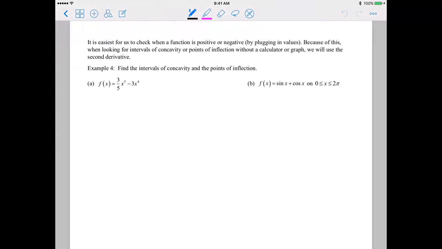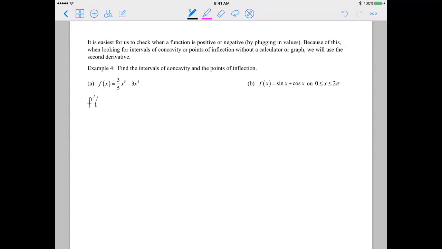In order to check intervals of concavity and points of inflection, it is always easiest just to look at the second derivative if you don't have a calculator or if you're not looking at a graph. So example 4: find the intervals of concavity and the points of inflection. Example A, we have this function.